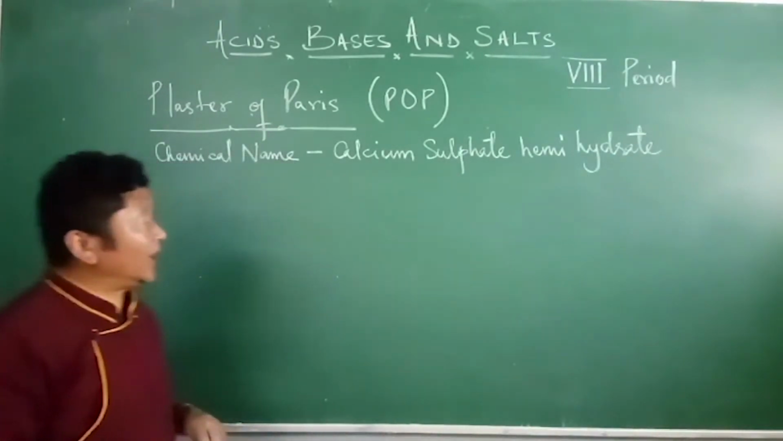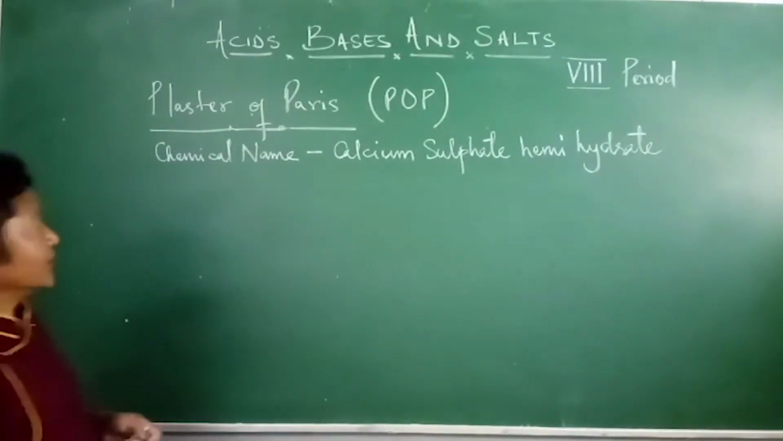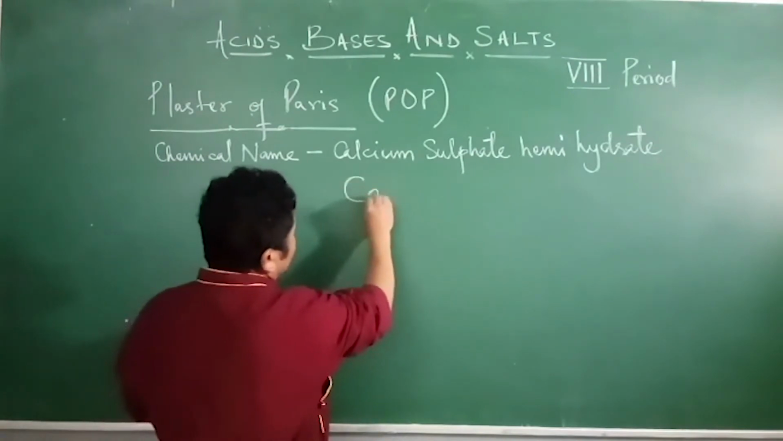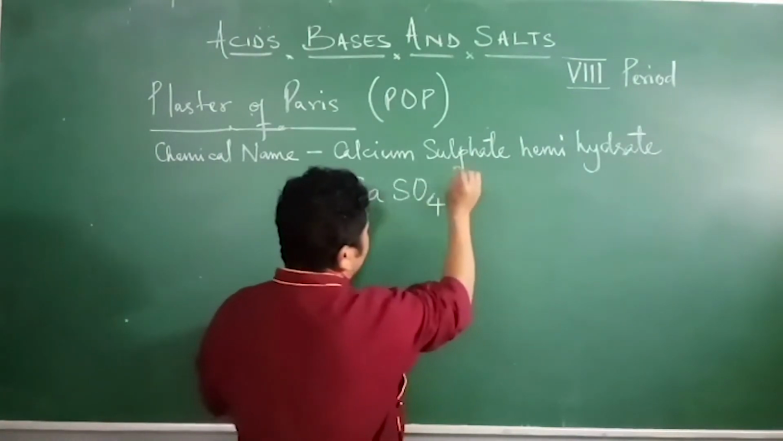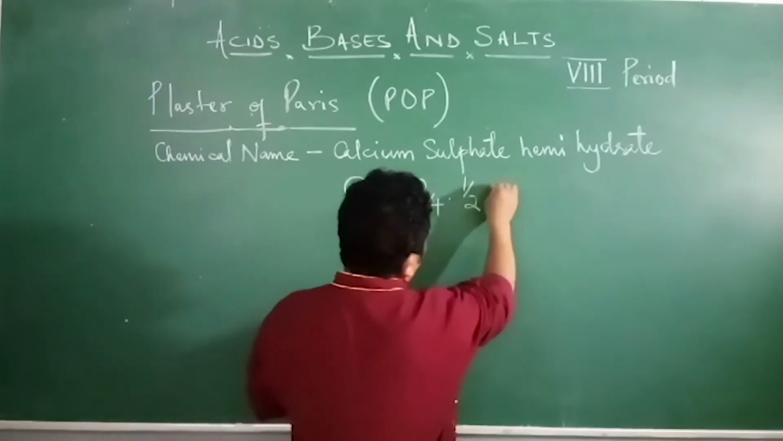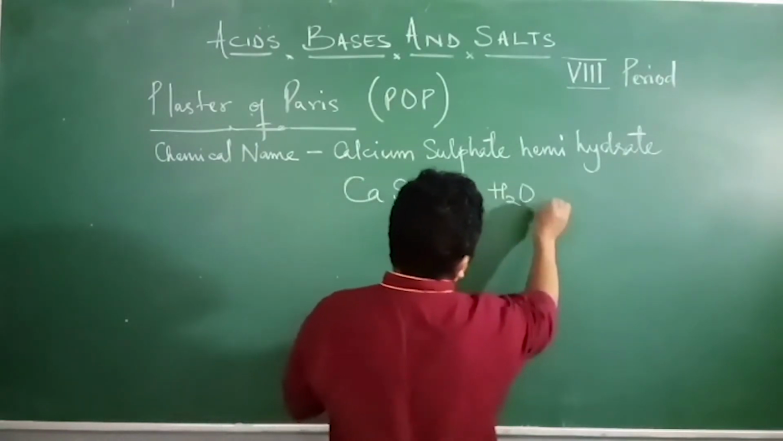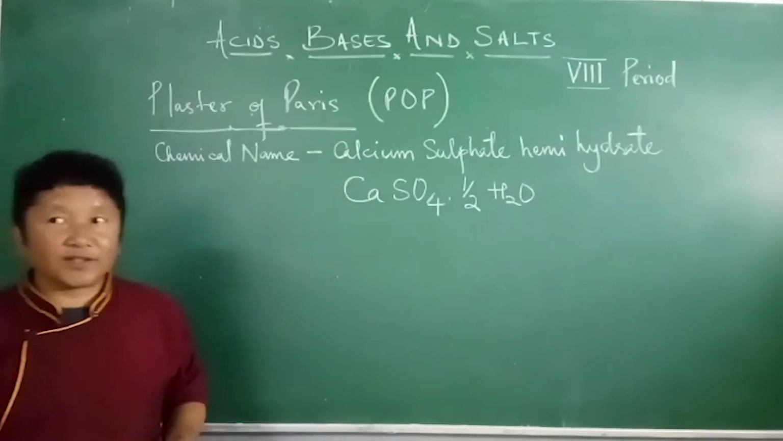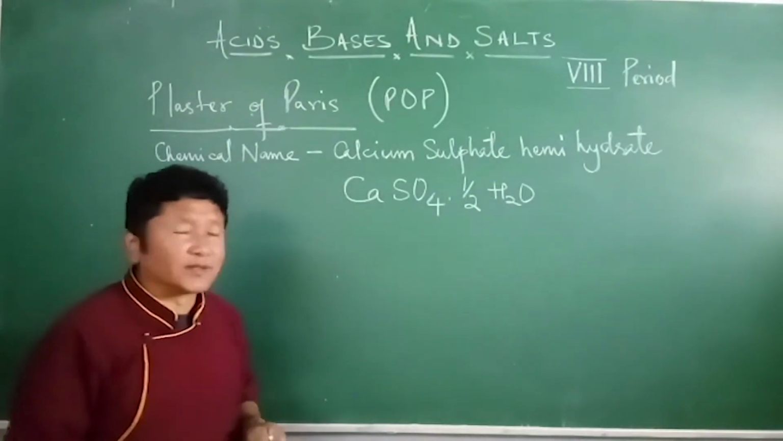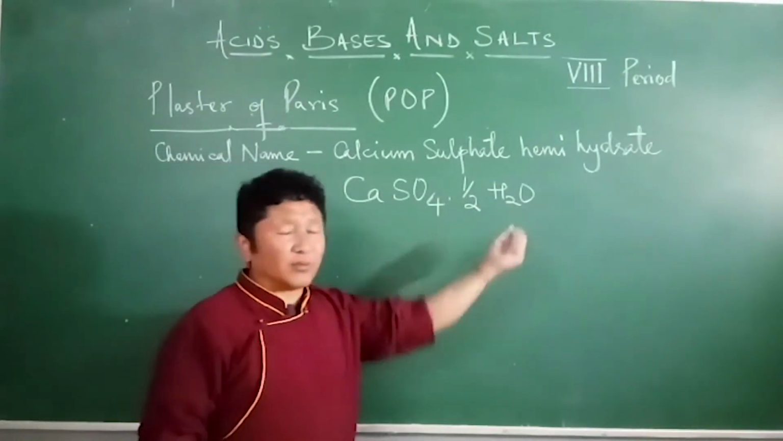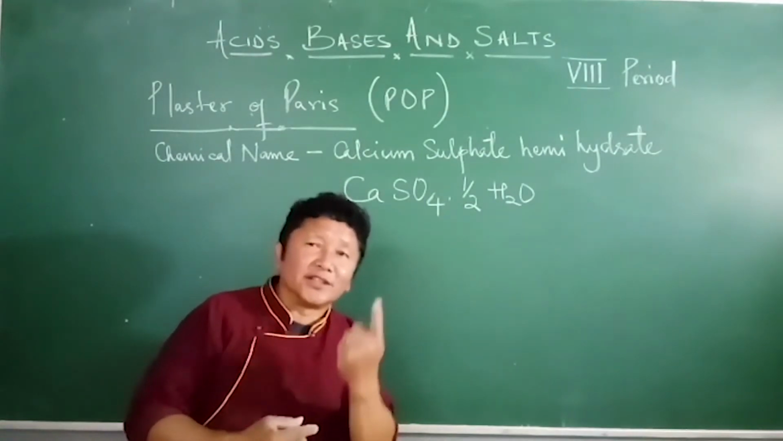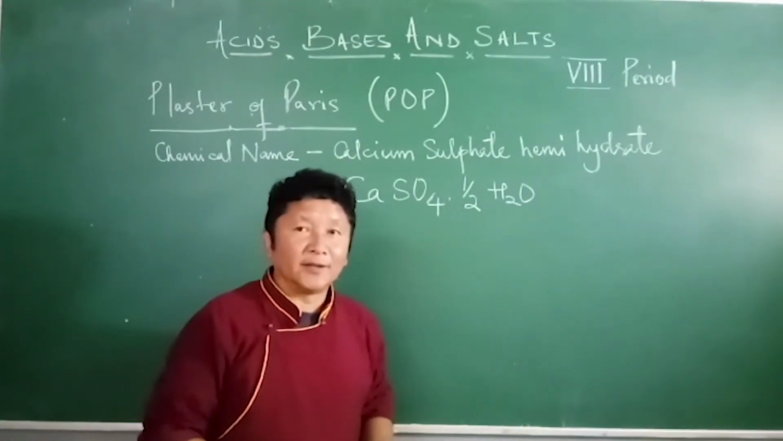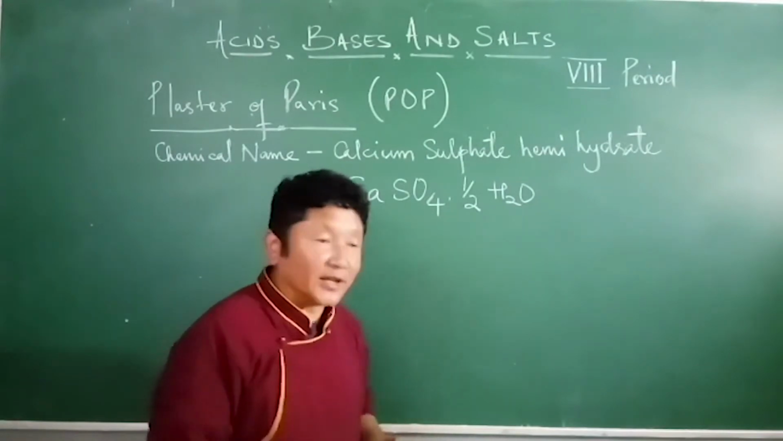Calcium sulfate hemihydrate: calcium is Ca, sulfate is SO4, hemihydrate is half H2O. Now you are wondering why there is a half water molecule. How is it possible to have half of a water molecule, H2O?